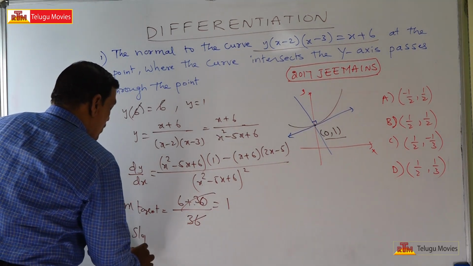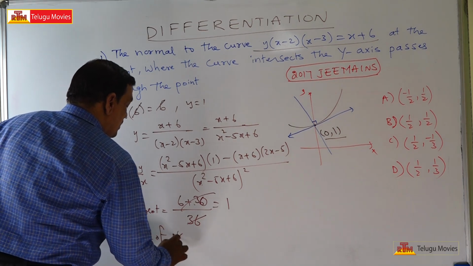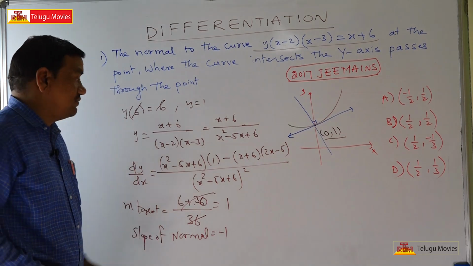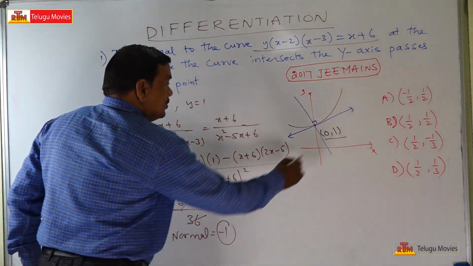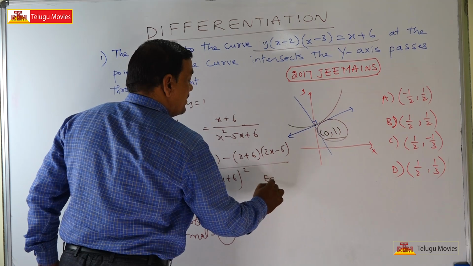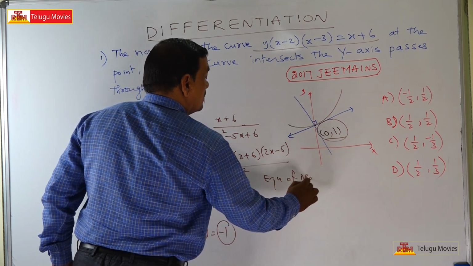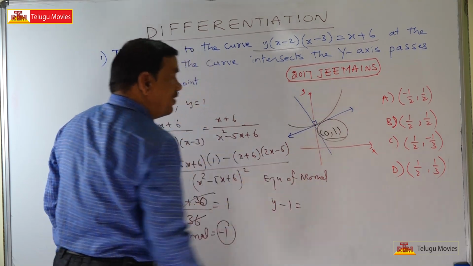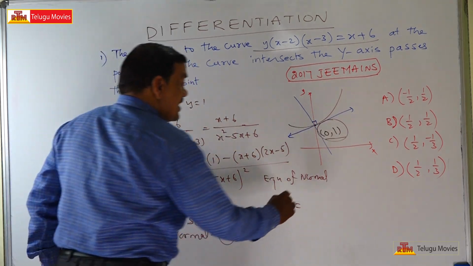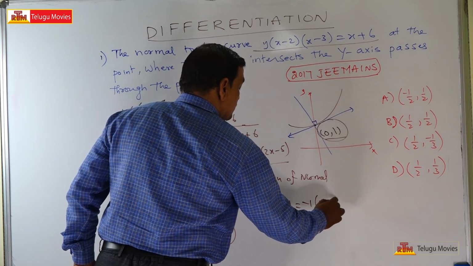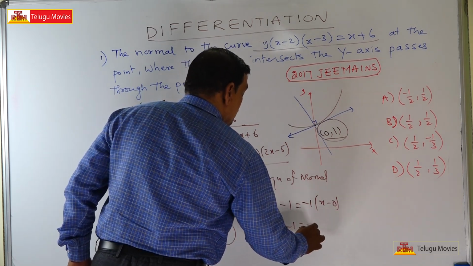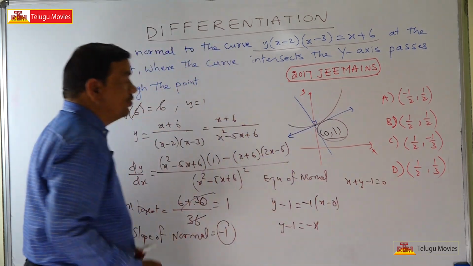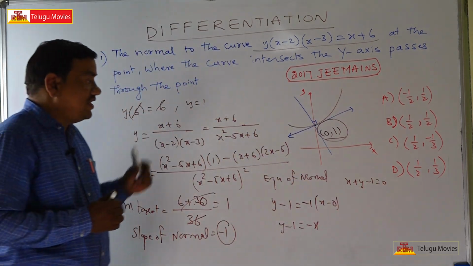Therefore, what is the slope of the normal? Clearly, slope of the normal is equal to minus 1 by m, minus 1. So you know the point, you know the slope. What is the equation of the normal? y minus y1 is equal to m, means minus 1 into x minus 0. So this is y minus x is equal to minus x, x plus y minus 1 is equal to 0. That is the equation of the normal.